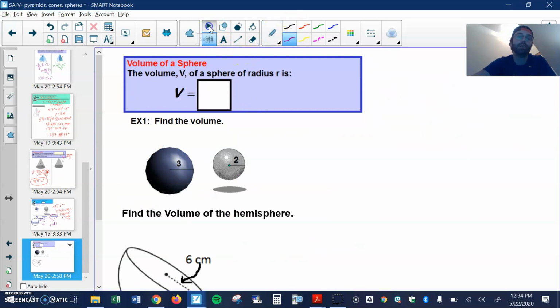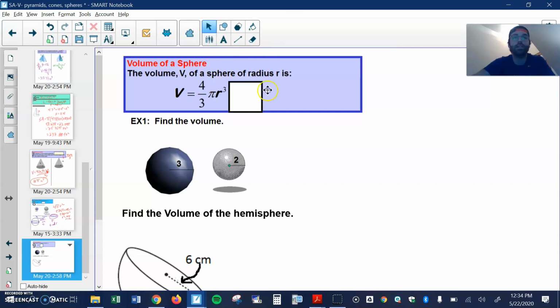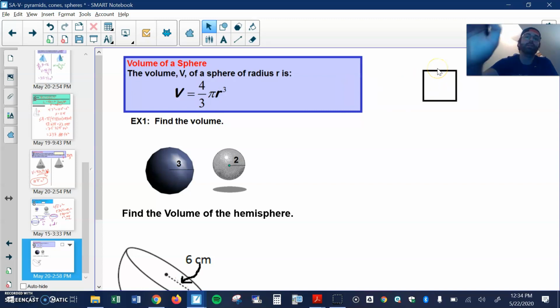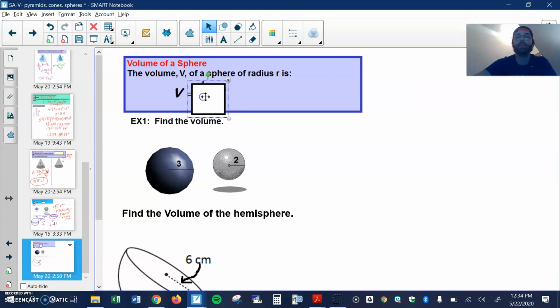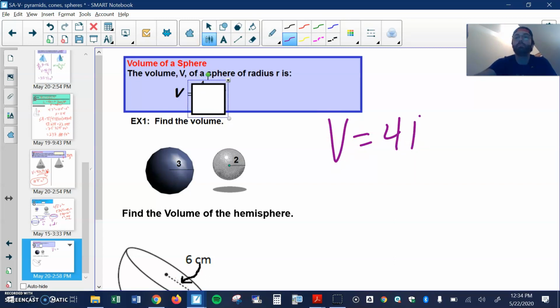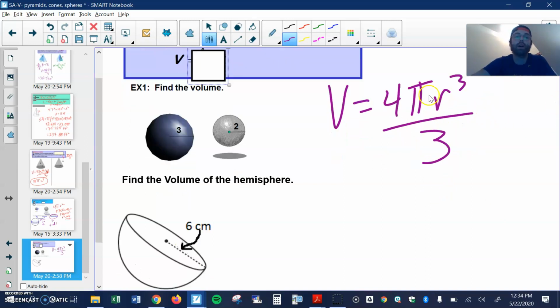To find the actual volume of a sphere, it's similar to cones and pyramids in that I'm dividing by 3. But this time, r is actually cubed. I'm going to write it in my own way. I like to think about this as 4 pi r cubed over 3. And I think about it, okay, why is r cubed? Well, we're dealing with volume. Volume is in cubic units.